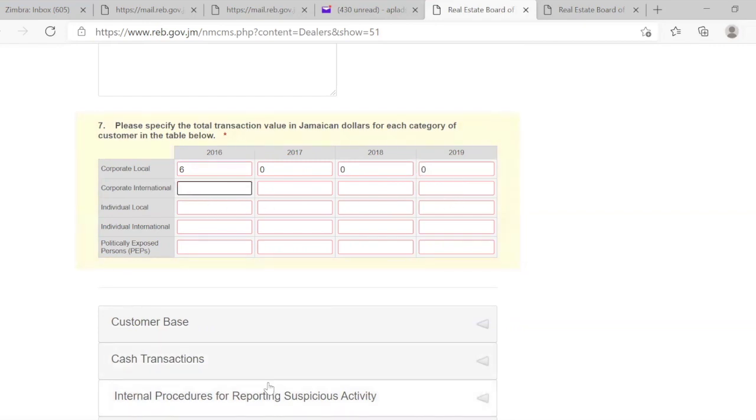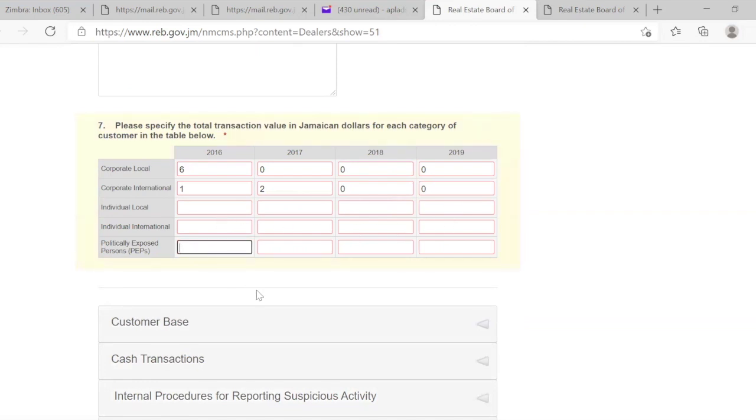Corporate international, so if you have dealt with a company who operate outside, international in this sense means that a company will operate outside of Jamaica, right? For those who you have dealt with in 2016, let's say you have dealt with 1 in that category, you put 1. 2017, you have dealt with 2, you put 2. 2018, none, you put 0. And that's how you proceed for this one.